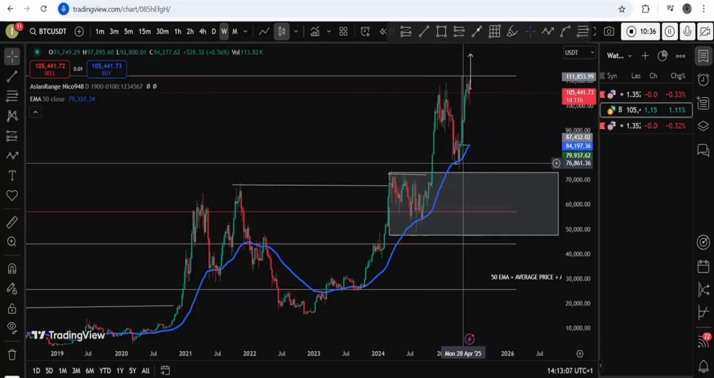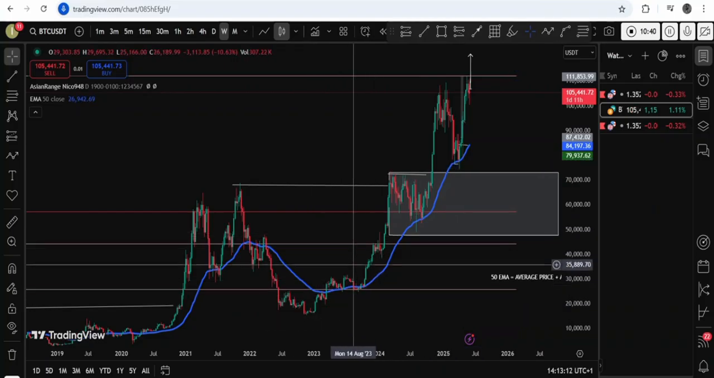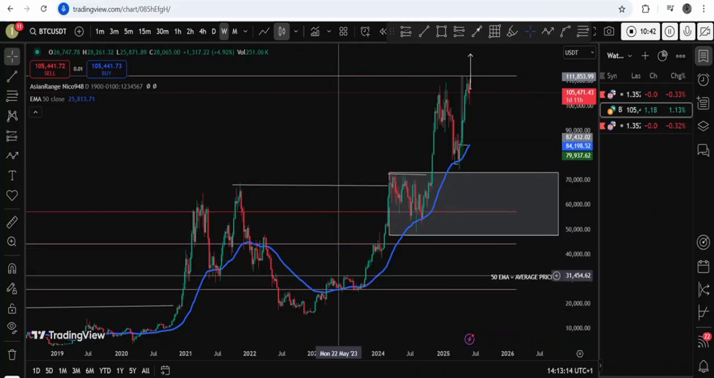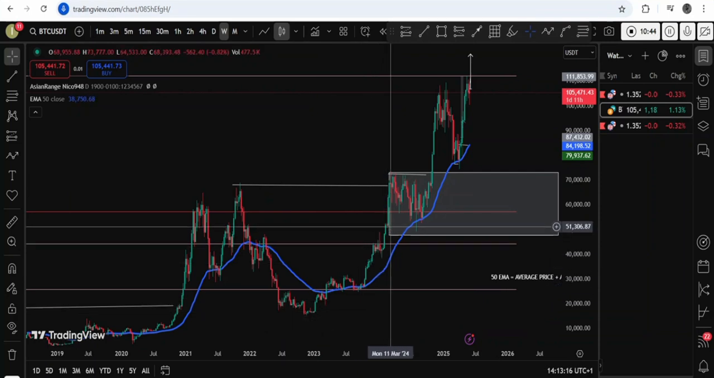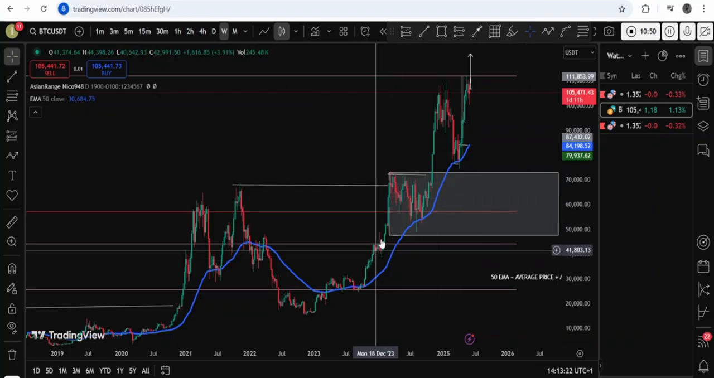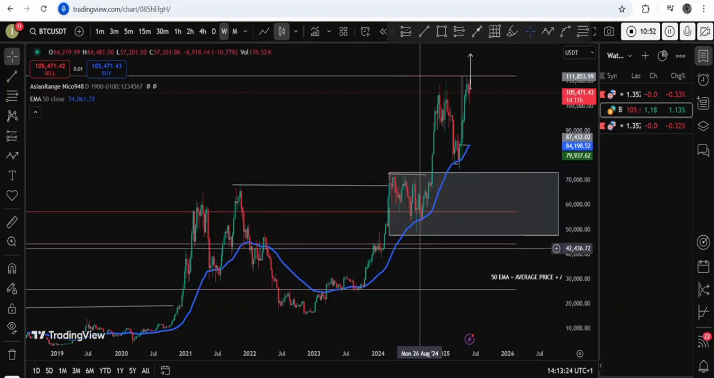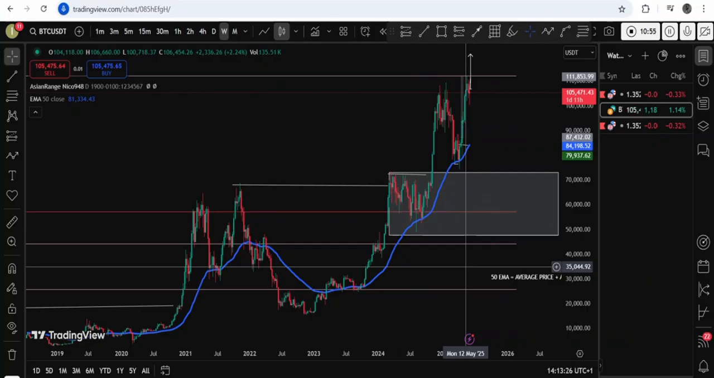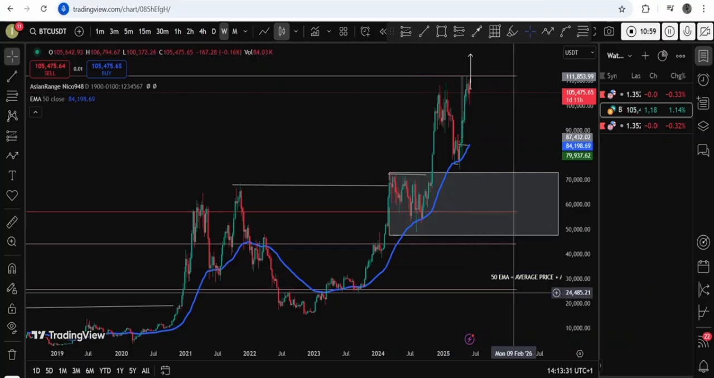We can use the 50 EMA to detect a very strong trend. As you can see, Bitcoin is above the 50 EMA, and that indicates that Bitcoin is in a very strong trend. And if Bitcoin is below the 50 EMA in a higher time frame, that indicates that Bitcoin is in a downtrend.